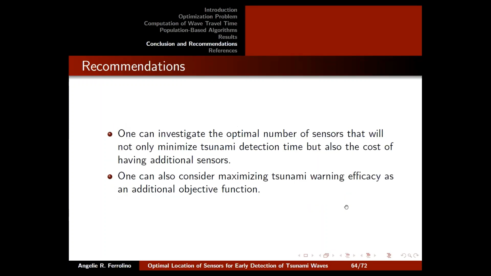Some recommendations for future works are these. First, one can investigate the optimal number of sensors that will not only minimize tsunami detection time, but also the cost of having additional sensors. Another recommendation is to consider maximizing the tsunami warning efficacy as an additional objective function. So here, the goal is to maximize the number of people that can be saved. And so to do that, one can put more weight on areas with a high population.